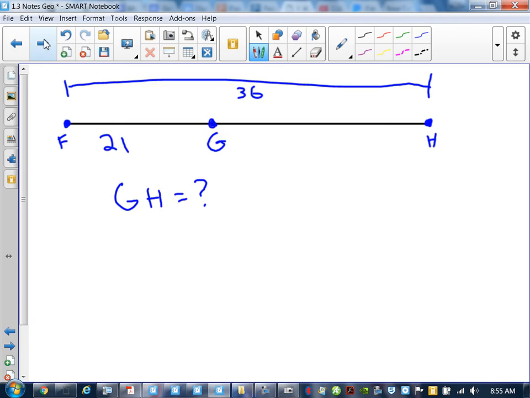So you get the idea where you can do stuff without the algebra and still have algebra in it, if that makes any sense. You have the whole segment, we have FG and GH makes up FH. I'm trying to figure out what the missing part is. Well, if the whole thing is 36 and the one chunk is 21, what's left over for the other side? 15. That's it.